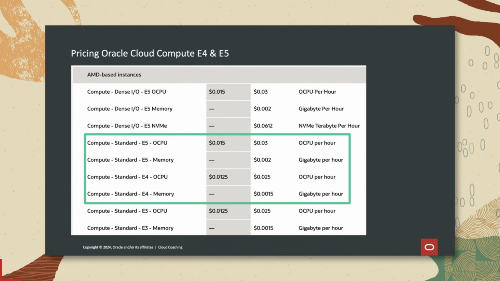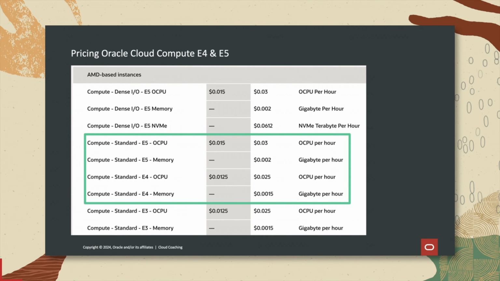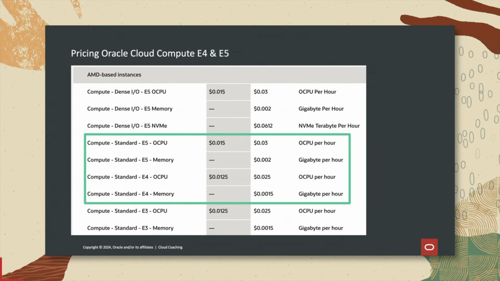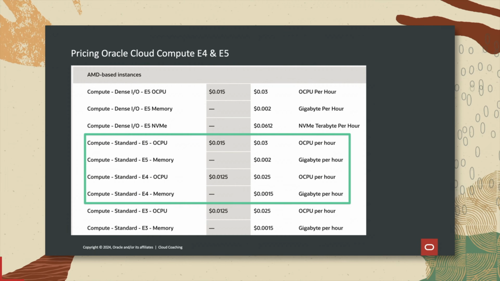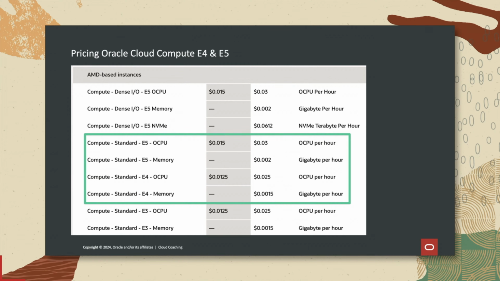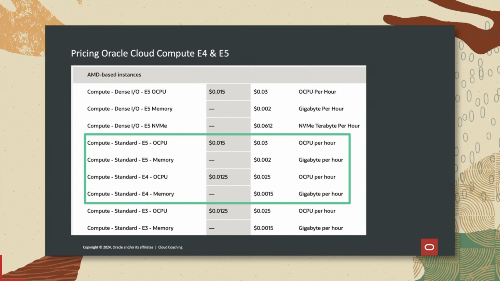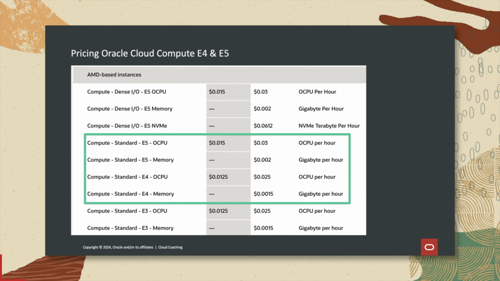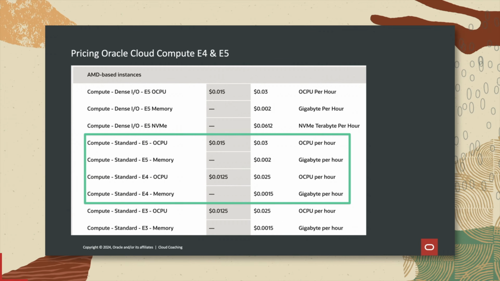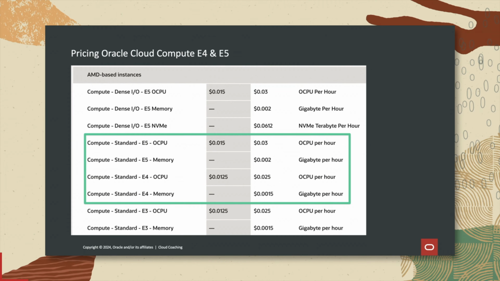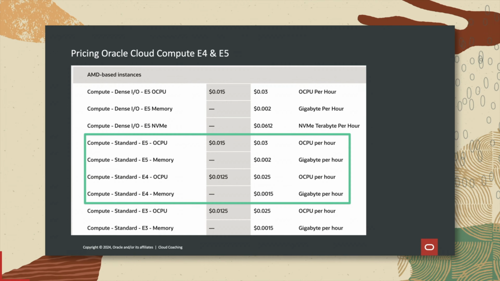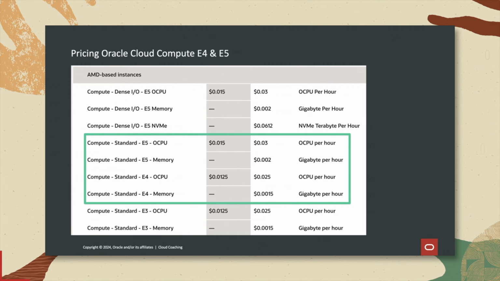And what is really exciting is that even with all these improvements, the prices for E4 and E5 shapes are pretty close. In fact, when you look at what you're getting for the price, E5 shapes are an even better deal. This great balance of price and performance is why our customers are moving to the latest E5 shapes. Now, let's see how it goes in real life using the OCI console.